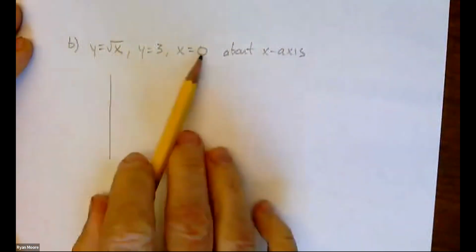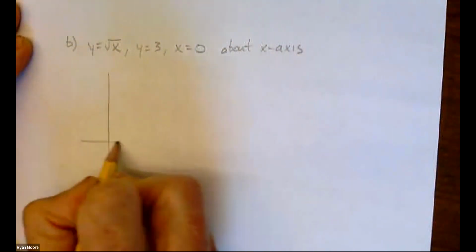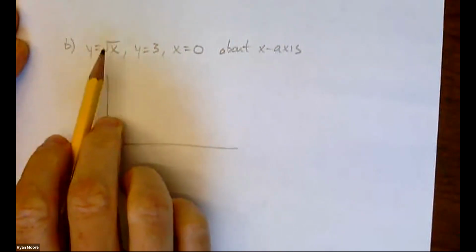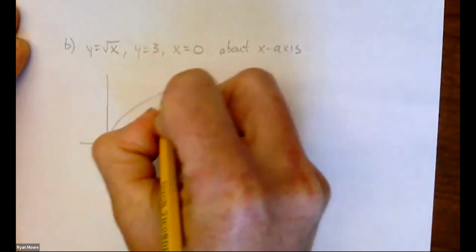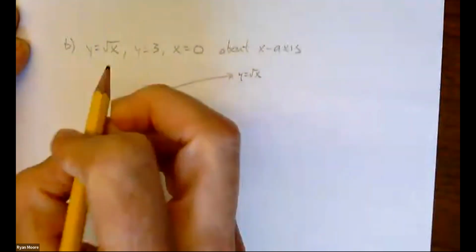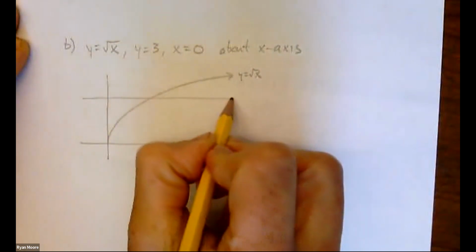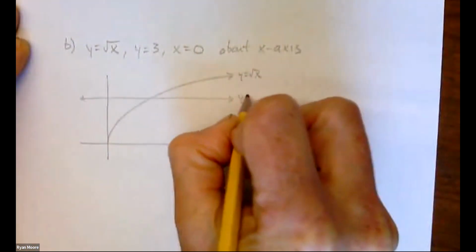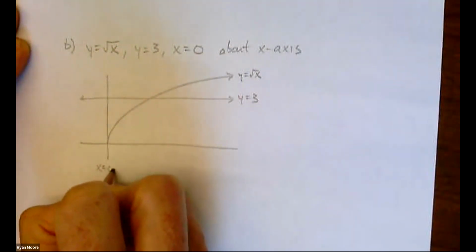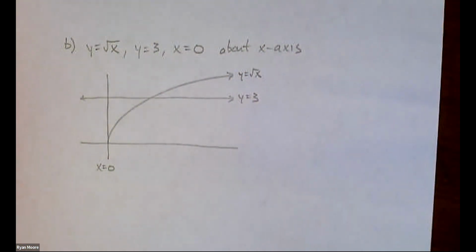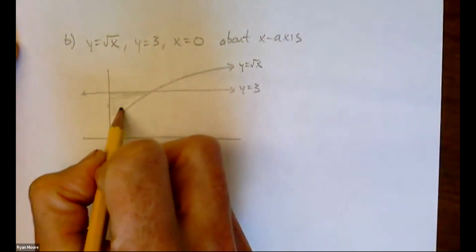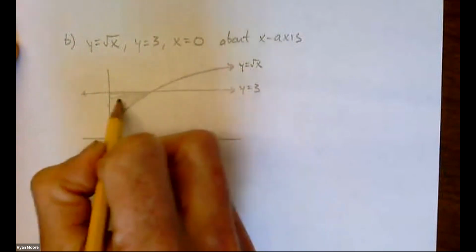Again, I highly recommend you graph these somehow. Desmos is great, or maybe you can do it by hand. Square root, something like that. y equals 3 is going to be a horizontal line. It'll cross somewhere. x equals 0 is the y-axis. So what region are we talking about here? It's going to be this curved region right here.